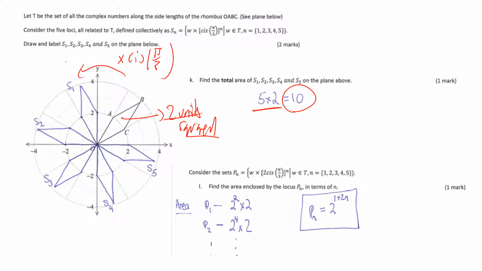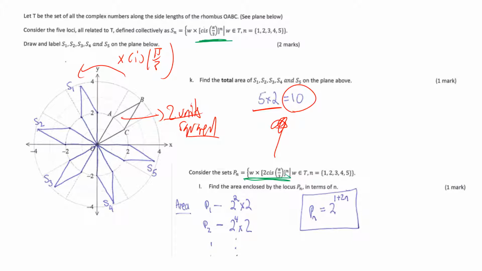A lot of you linked this question to the previous one and were working out the total area, and you did it correctly, but the question itself was to find the area of a single one of these P subscript I, well, P subscript N for a given value of N. So how does this relate to the previous one?